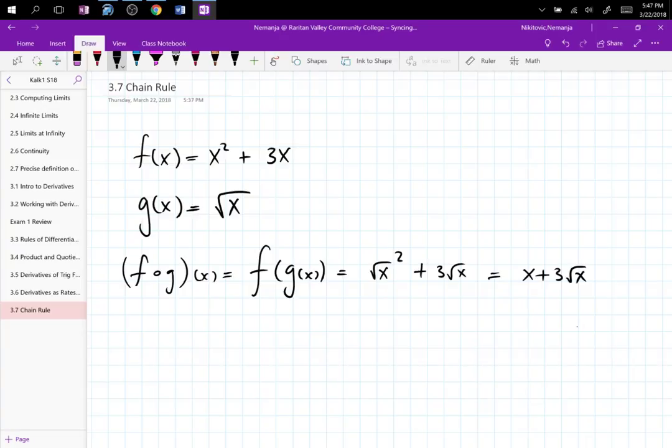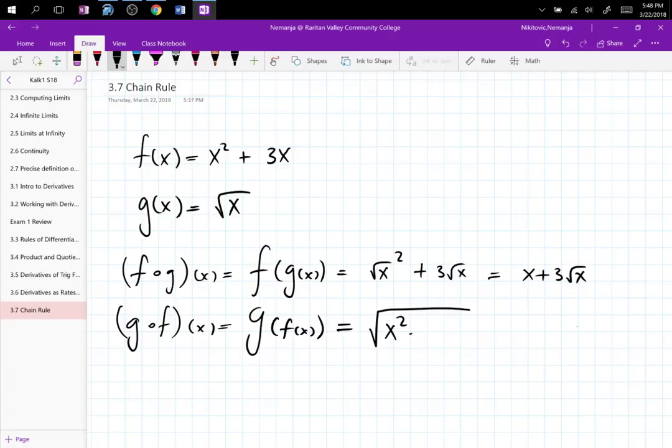And that is the function composition. Now, what are we going to do with this? Well, we compute, right? But how about g composed with f? That's g with f of x plugged in. That's going to be the square root, and instead of x, I have to put x squared plus 3x.